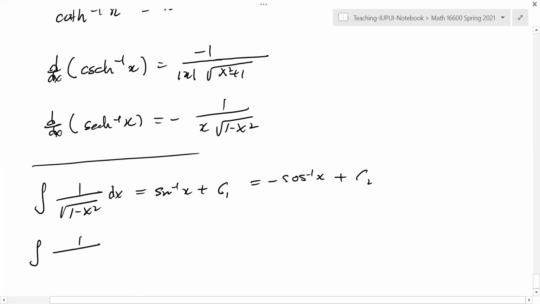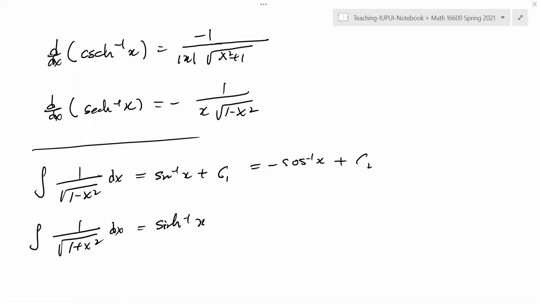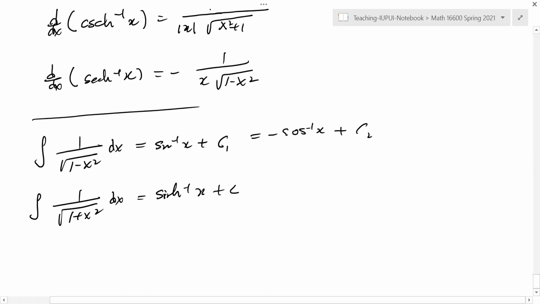Then use the same form. If I change the sign to the positive side, then you have to use the inverse of hyperbolic sine x. And there's no additional term, just plus c.